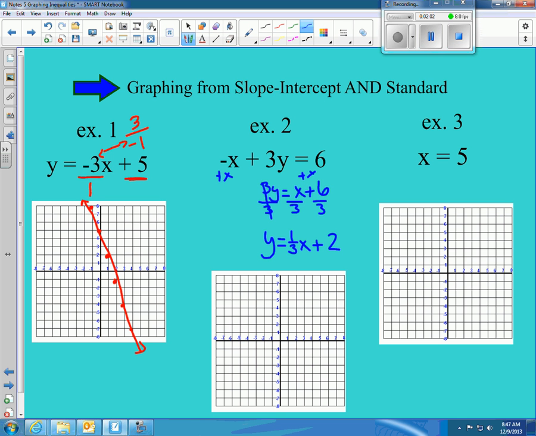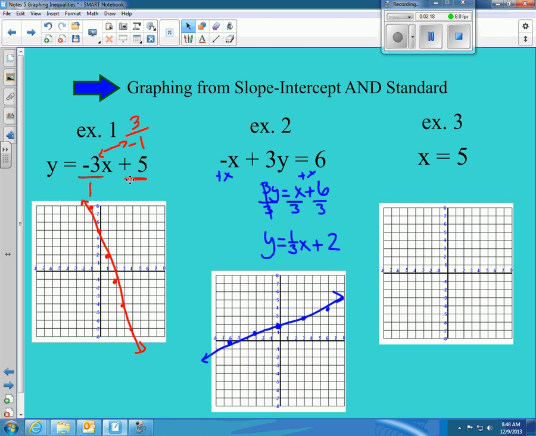We can go up our 2 and we can do our slope, rise and run. We're going to rise 1 and we're going to run 3. We're going to rise 1 and we're going to run 3. Or we can go down 1 and run to the left 3. Down 1 and run to the left 3. Remember, we want to fill that graph up with points.